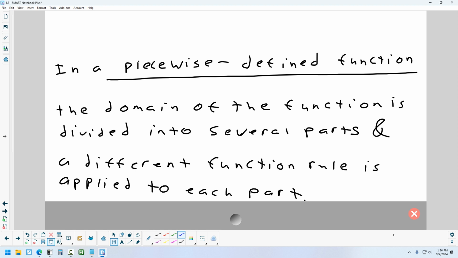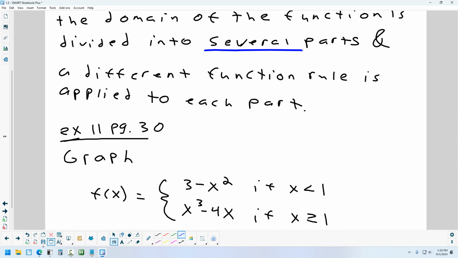You can break the domain into as many parts as you want: 2, 3, 4, 20. A lot of times 2 is pretty common. But what I want to show you is how you type it in. So this is a formula that breaks the domain up into 2 parts, essentially numbers smaller than 1 and bigger than 1.